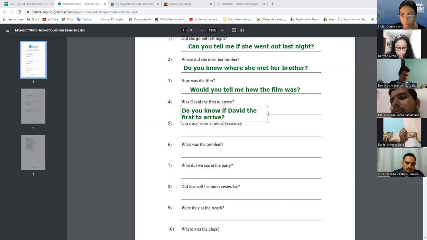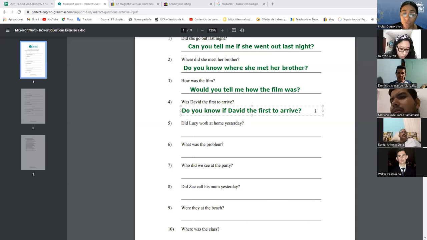A ver, Mariano, seguro, como que se llama Mariano José. Es que no sé si sería "if David was", teacher. I have another. Ya voy, Walter, espérame. Do you know if David was the first to arrive? If David was the first to arrive. David was the first to arrive, okay.